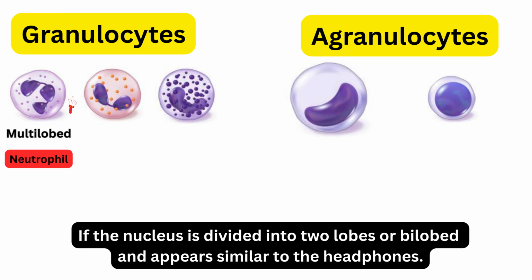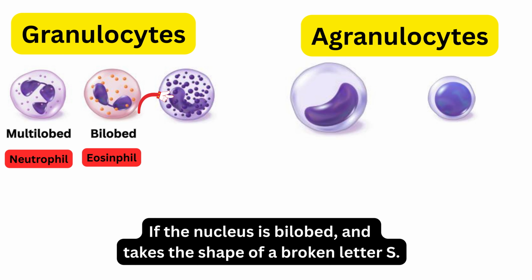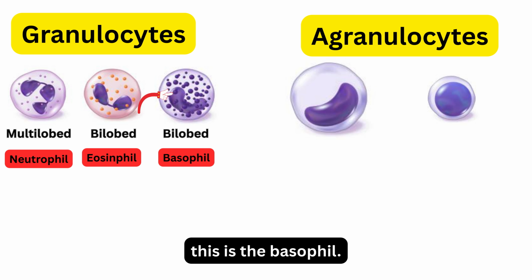If the nucleus is divided into two lobes or bilobed and appears similar to the headphones, this is the eosinophil. If the nucleus is bilobed and takes the shape of a broken letter S, this is the basophil.